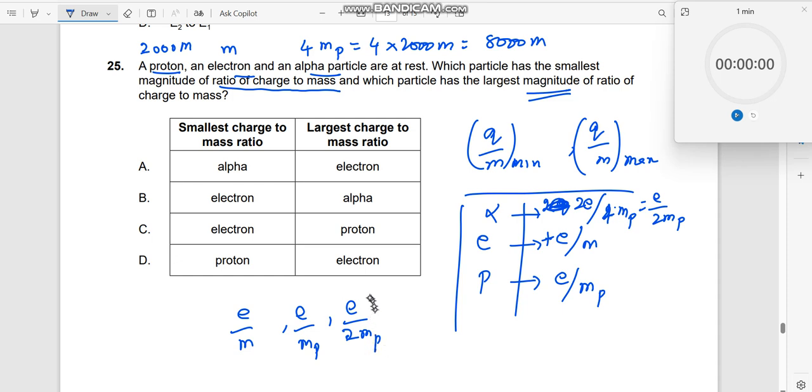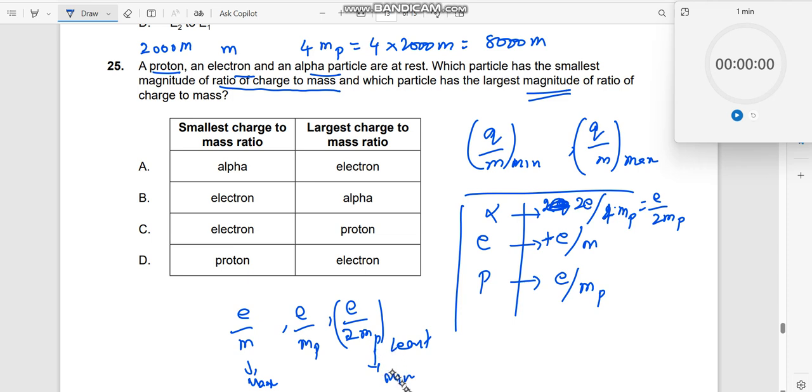See, this will have a very least value, because there's a 2 here and MP is also very large. So therefore this will be the minimum. And this will be the maximum over here, because the mass of the electron is nearly 2000 times lesser than that of the mass of the proton. It is the lightest one, so therefore this will be maximum.